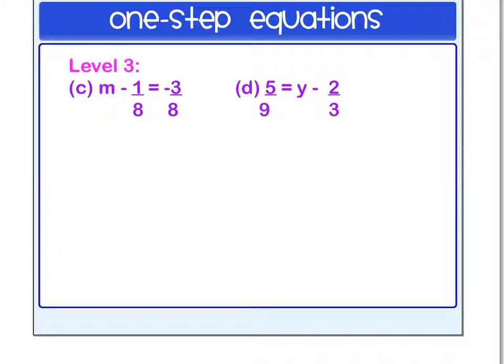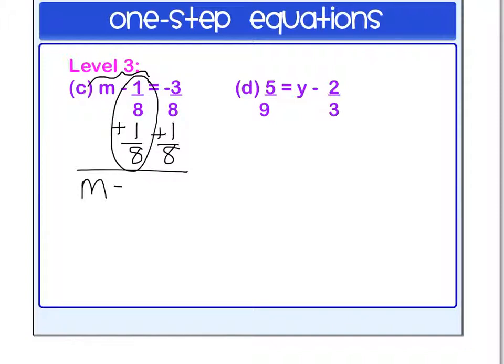We're going to try another fraction problem. So when I look at C, you'll notice that there's a minus 1/8 attached to our variable. To get rid of that minus 1/8, we're going to add 1/8 to both sides. The opposites give us 0. And negative 3/8 plus 1/8 gives me a negative 2/8, which reduces down to negative 1/4.